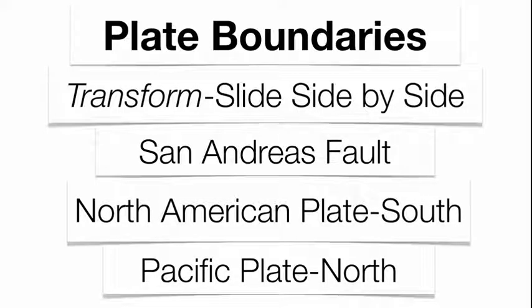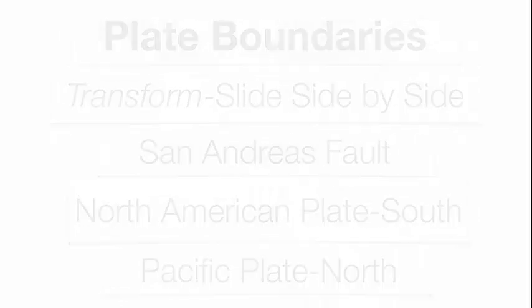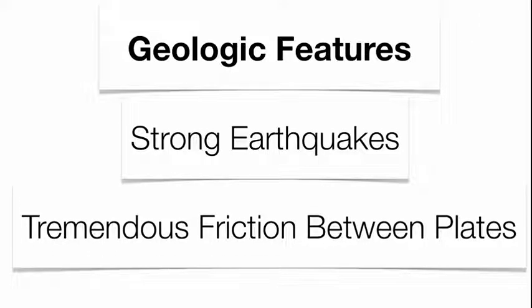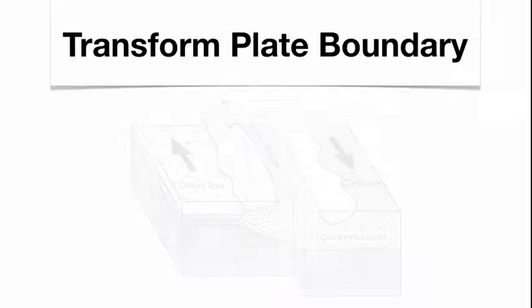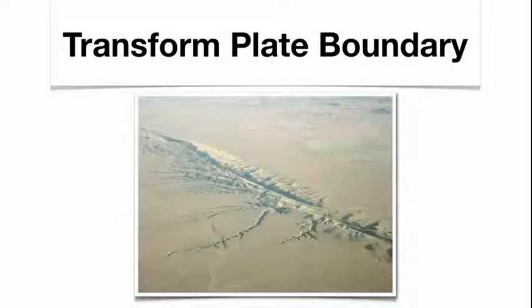Pacific plate traveling north. Now, you tend to get extremely strong earthquakes at this type of plate boundary because you have tremendous friction between the two plates grinding against each other, traveling in opposite directions. So your convection cells are going to cause one plate to travel north and the other plate to travel south in this case, with the San Andreas Fault right in the middle. And here's an actual photograph of the San Andreas Fault. The big crack right through the middle of the picture, with the North American plate and Pacific plate on either side.